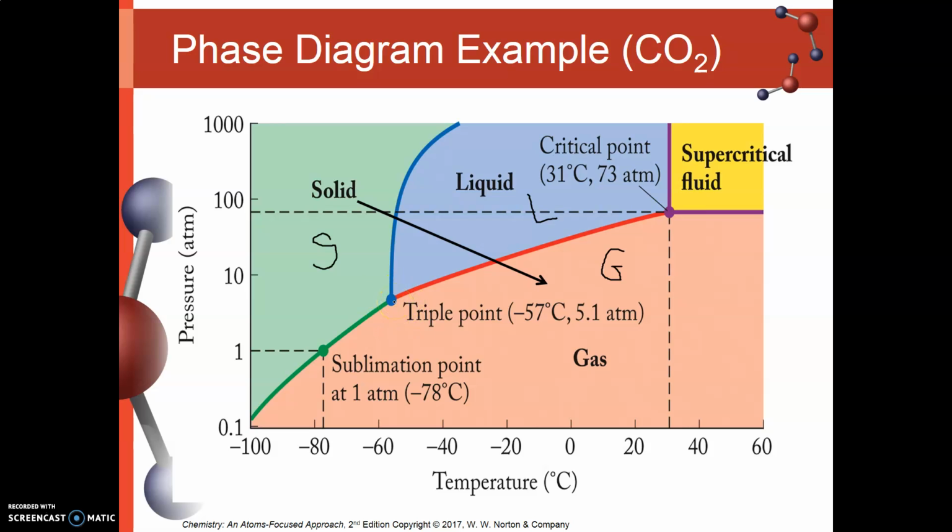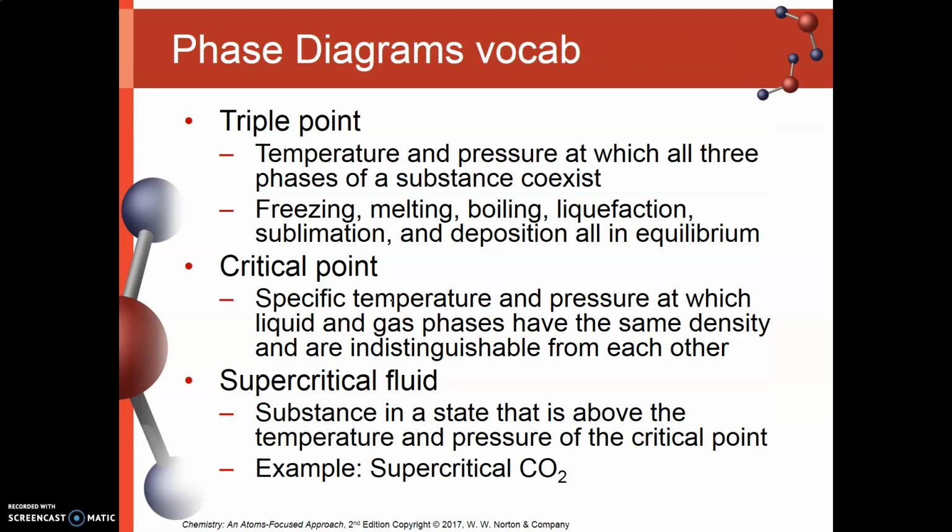And not only do we see all 3 phases of matter at the same time, we also see all 3 phases of matter interconverting between each other at the same time. So solid is turning into liquid, liquid is turning into gas, gas is turning into solid, gas is turning into liquid. We've got all 6 of the phase changes all occurring at the same time at equilibrium with each other at this particular temperature and pressure condition.